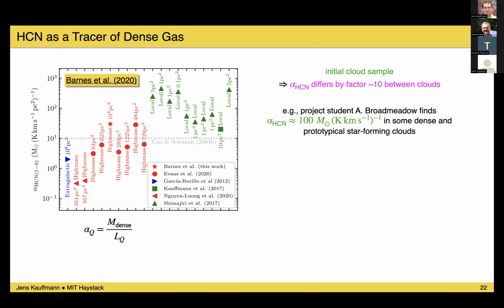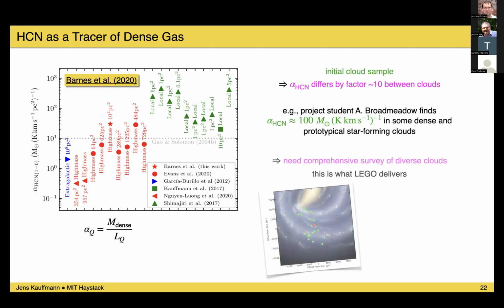And so that means that you cannot simply study one molecular cloud and hope to learn everything, but you have to study a large set of molecular clouds and try to learn them and understand them as an ensemble. That's the point of LEGO, because if you just focus on one single cloud, that's not going to cut it.